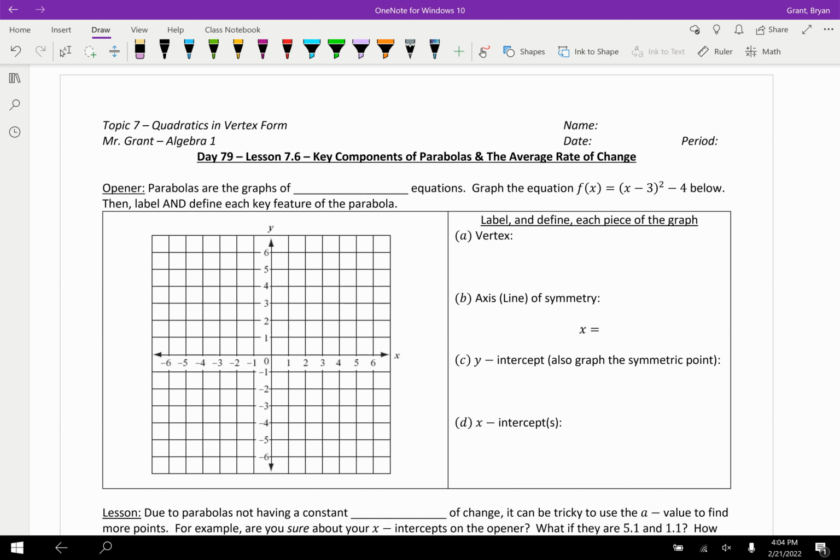This is actually your last lesson in Topic 7, which is, of course, quadratics in vertex form. However, don't think you're done with quadratics. We actually have 3 more units on quadratics. We barely scratched the surface. It turns out there are 3 forms of quadratics. We did vertex form for this unit, and then we're going to try and fill in the rest of the pieces over the next 3 units.